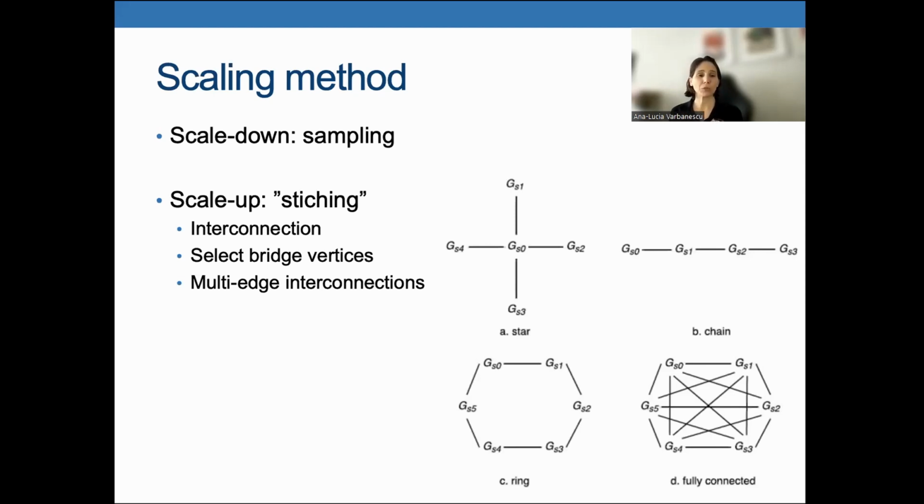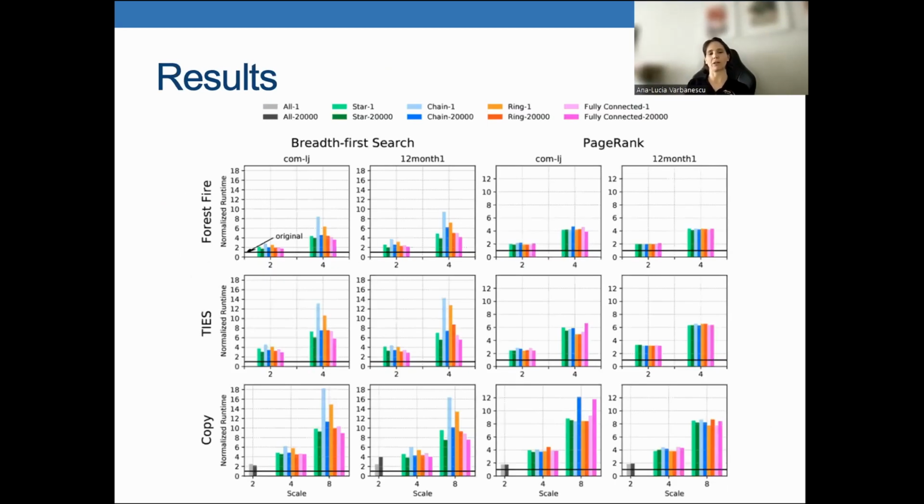And then we said, okay, so now we have families of graphs. Can we actually observe nice scaling behavior? Can we find the right properties such that we observe a good scaling behavior? So the results were, let's say, lukewarm.